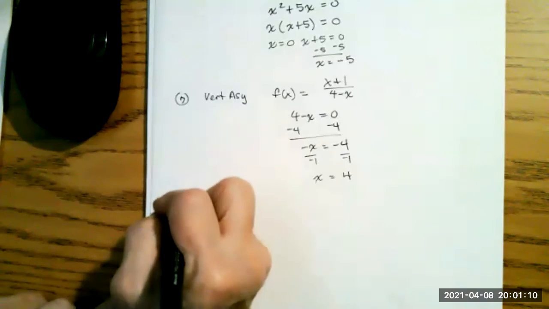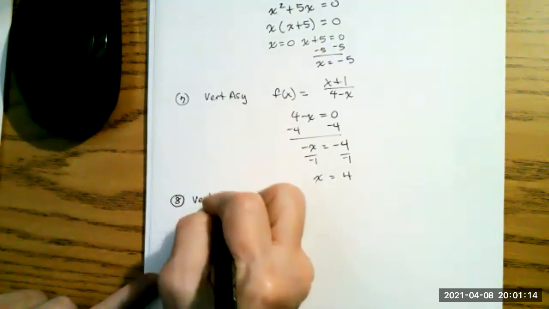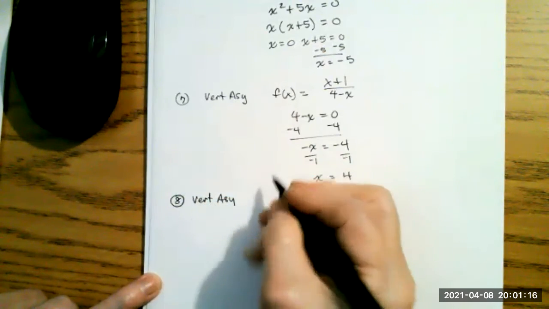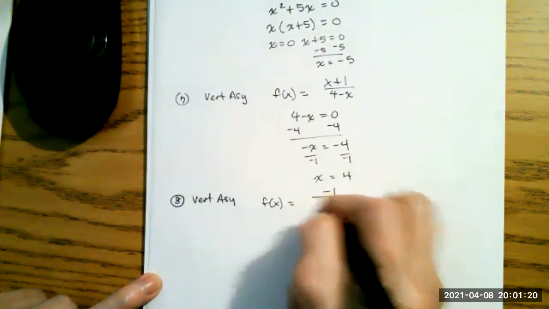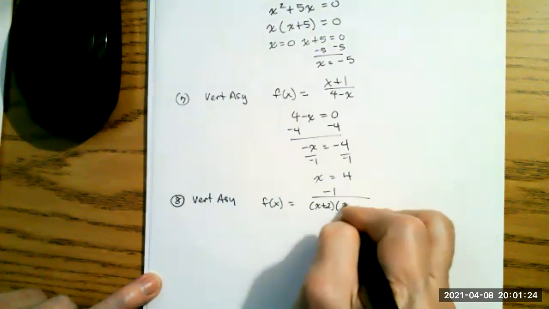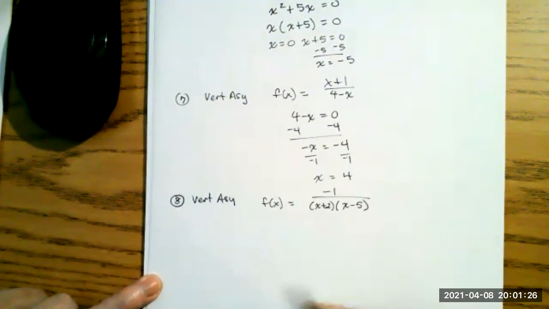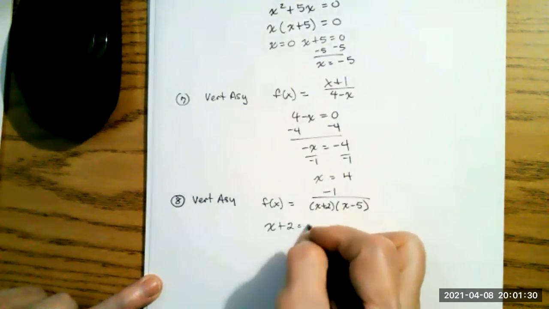Okay. Number 8 is vertical asymptote. F of x equals -1, and they already have this in factored form. You didn't have to factor it. So you set each one of those factors equal to 0.